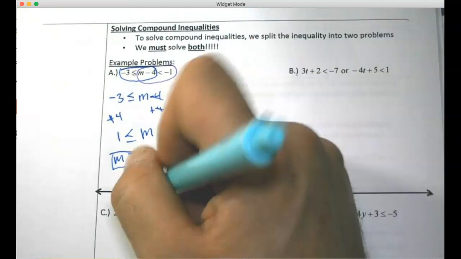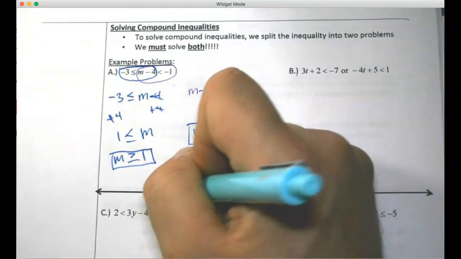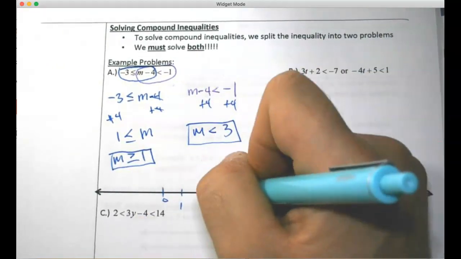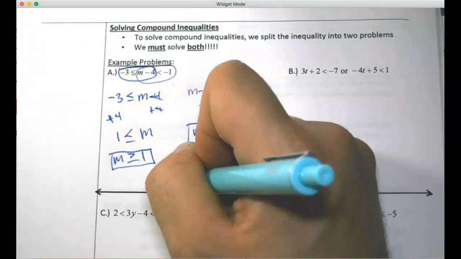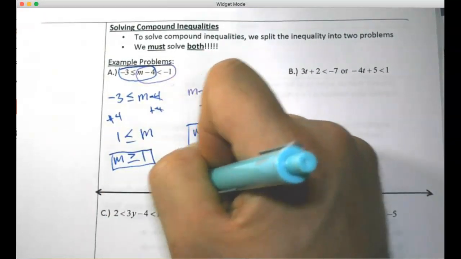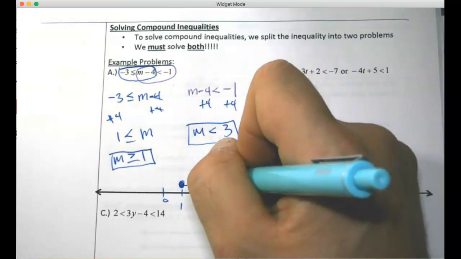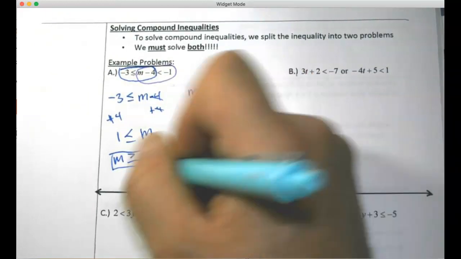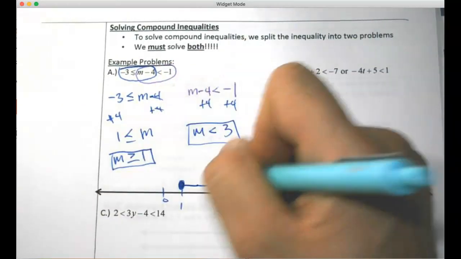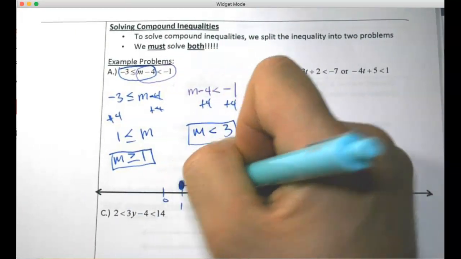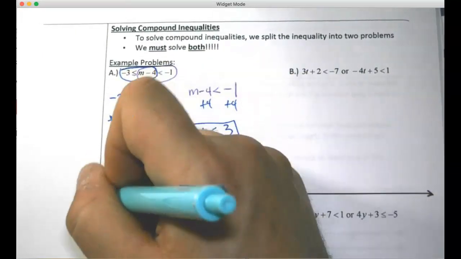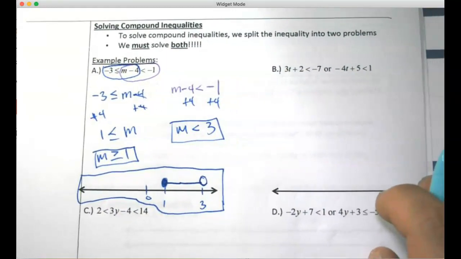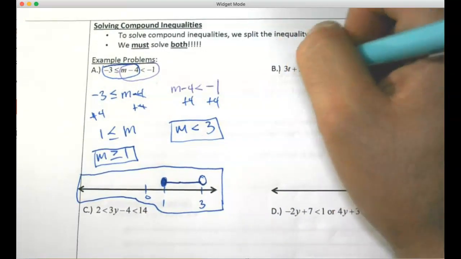So on this one, mark 0. You have positive numbers here. Mark 1 and mark at 3. At 1, you should have a shaded circle pointing right. At 3, you should have an open circle pointing left. Remember, that is pointing right because it's from 1 because it's greater than. At 1, it's greater than. And at 3, it's less than. So that's why it's pointing right from 1 and left from 3.